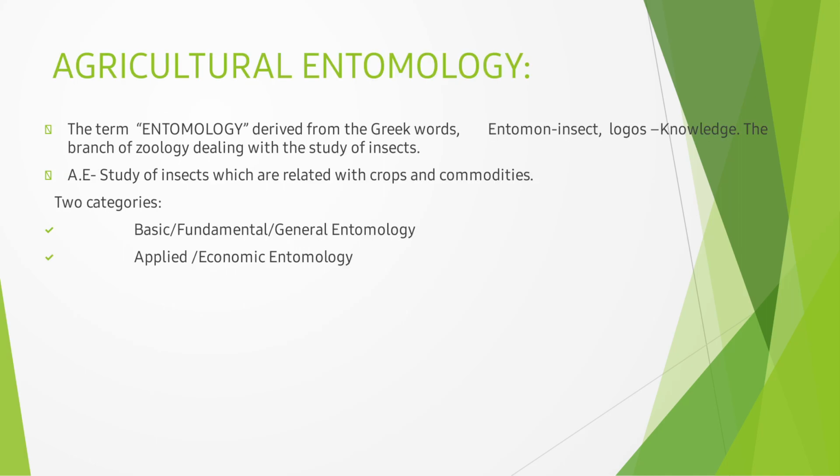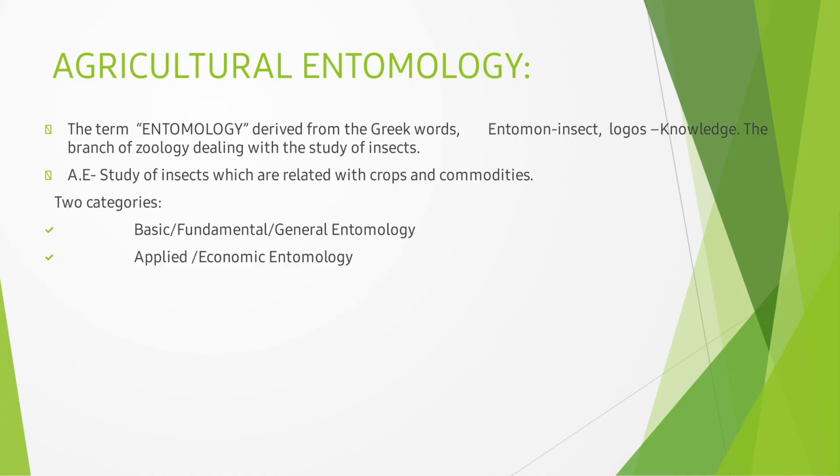First, we'll see what agricultural entomology is dealing with. The term entomology is derived from two Greek words, entomon and logos, which mean insect and knowledge respectively. So, the branch of zoology or any biological science dealing with the study of insects refers to entomology. Next, agricultural entomology is the study of insects which are related with the crops and commodities.